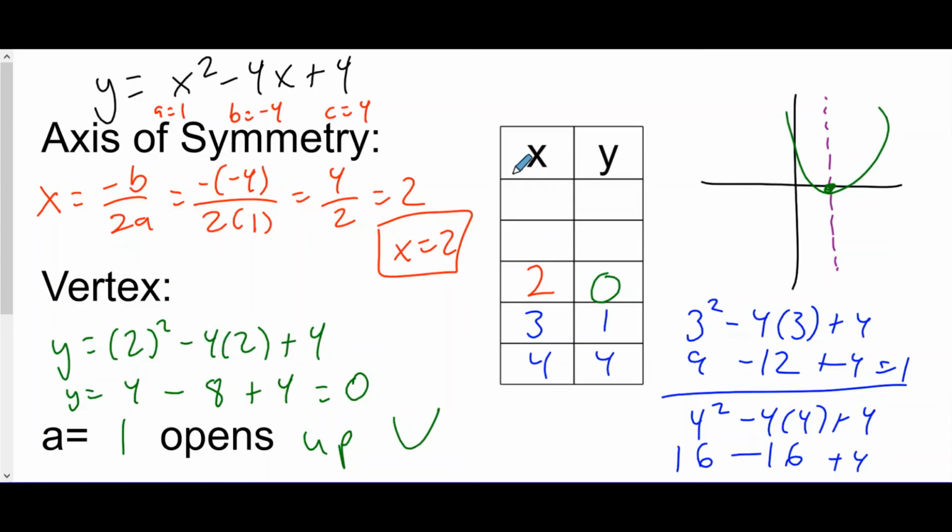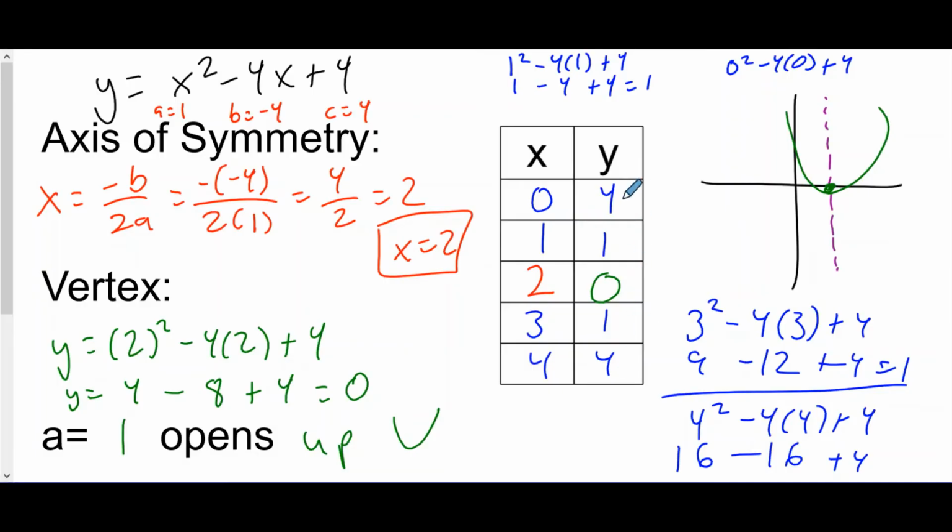Let's do some to the left of the vertex. Let's do 1. If I put in a 1, I will have, let's see, 1 squared minus 4 times 1 plus 4. 1 minus 4 would be negative 3 plus 4 is 1. And how about 0? 0 squared minus 4 times 0 plus 4. So 0 minus 0 plus 4 is 4.